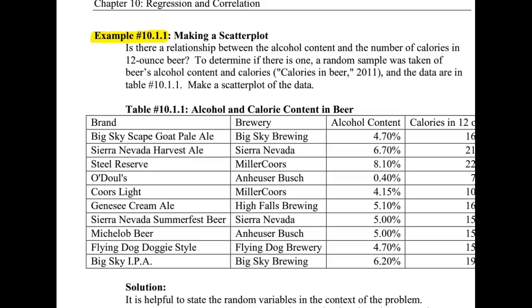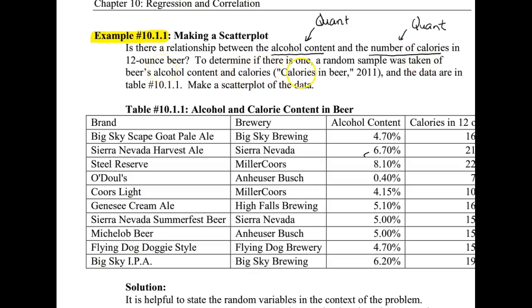So, example 10.1.1, making a scatter plot. Is there a relationship between the alcohol content and the number of calories in a 12-ounce beer? Again, alcohol content is a quantitative variable, and number of calories is another quantitative variable. So we've got two different quantitative variables on the same object, a 12-ounce beer.